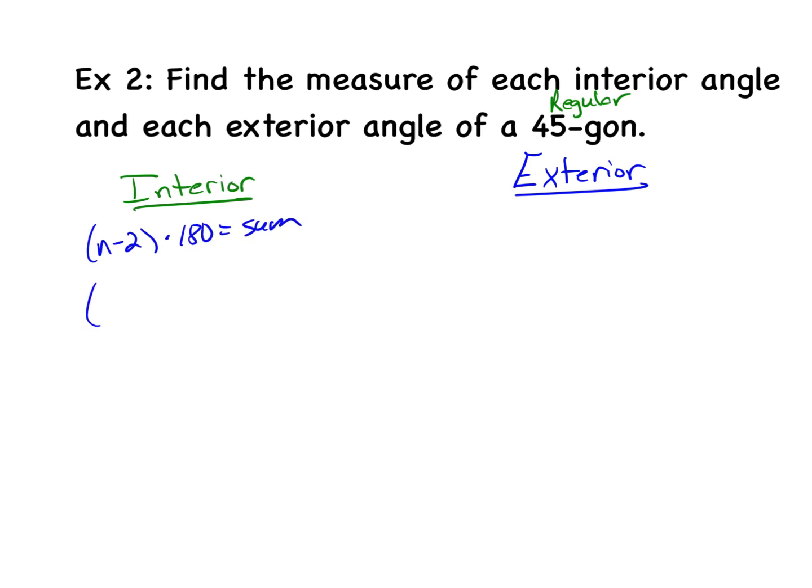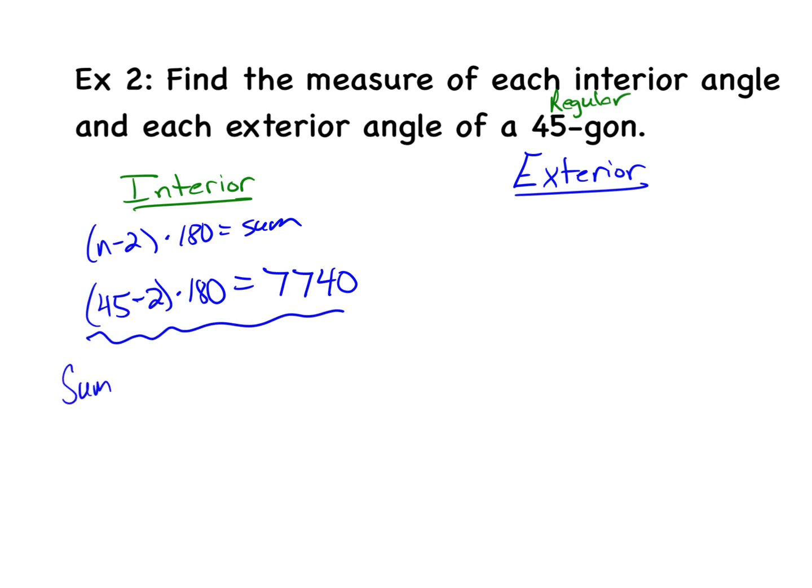And as he said, it's going to be 45 minus 2, times 180. And you got 7740? Yes. And that gives us 7740. Okay. Now, we said that we need the sum, and we need to divide it by the number of sides.